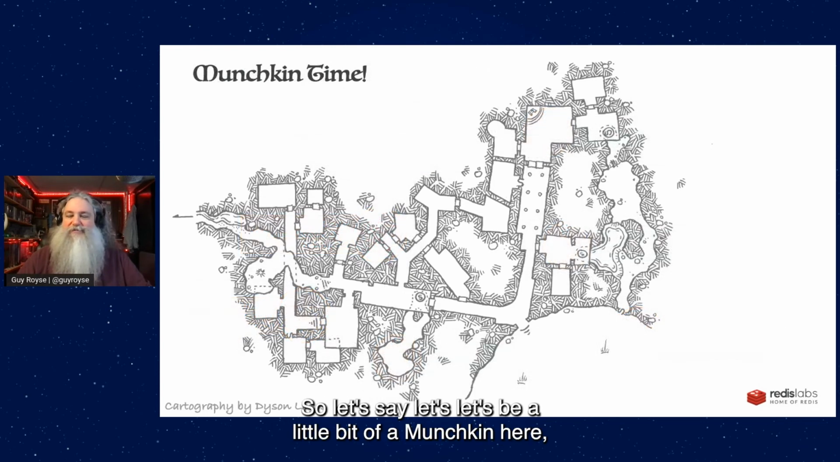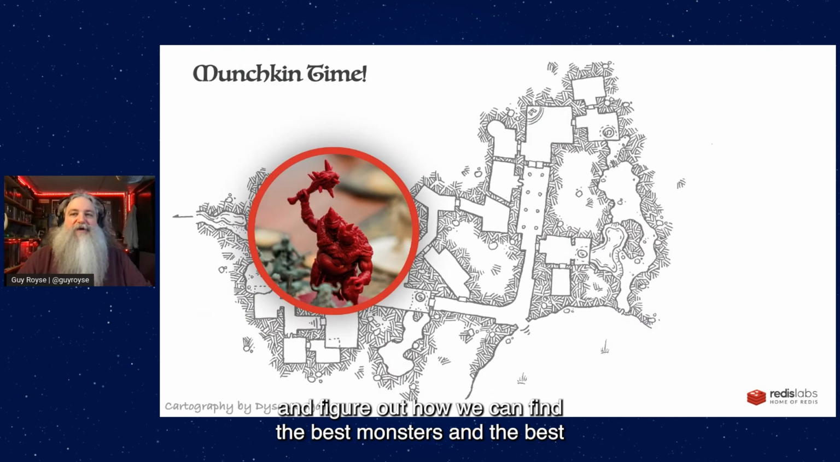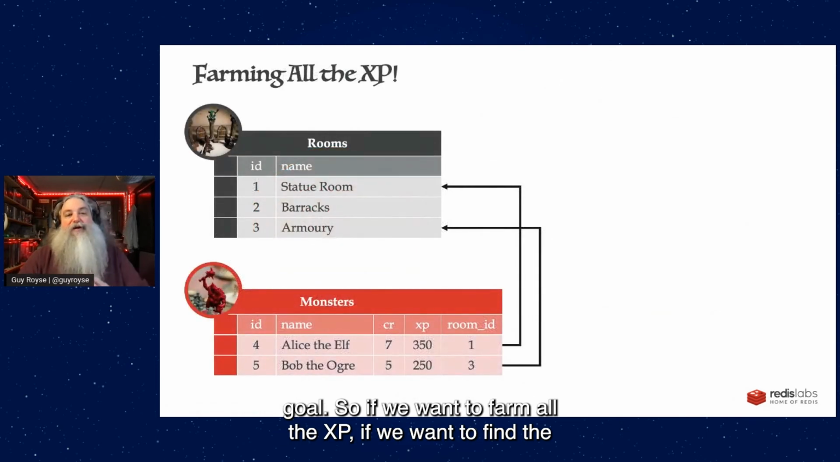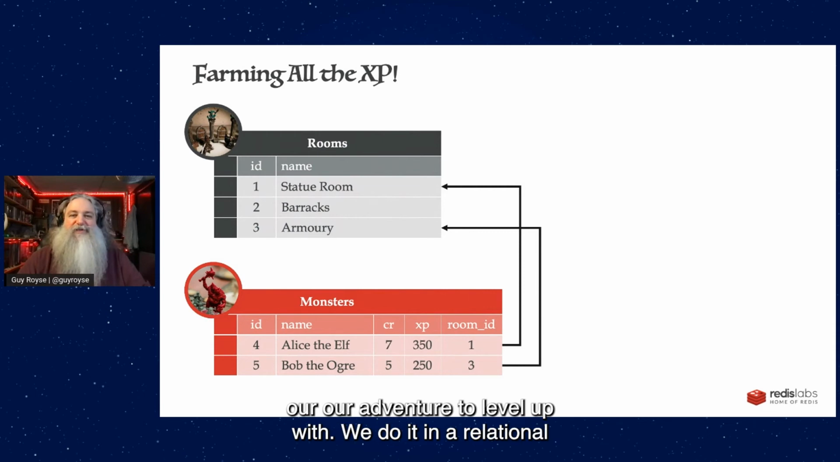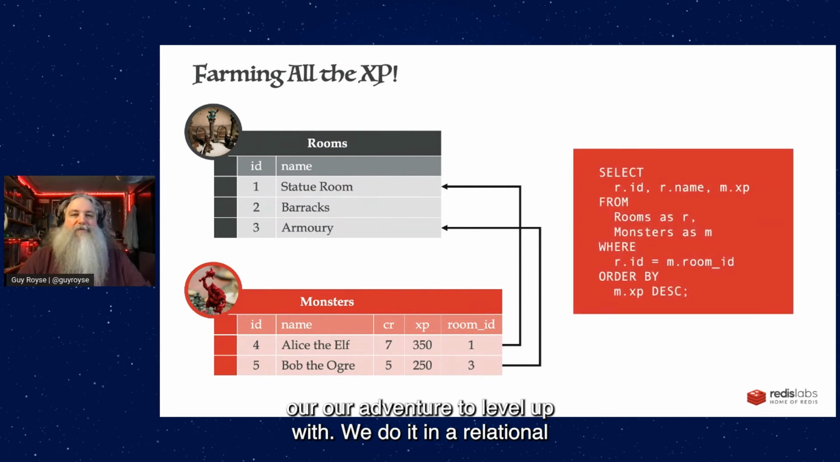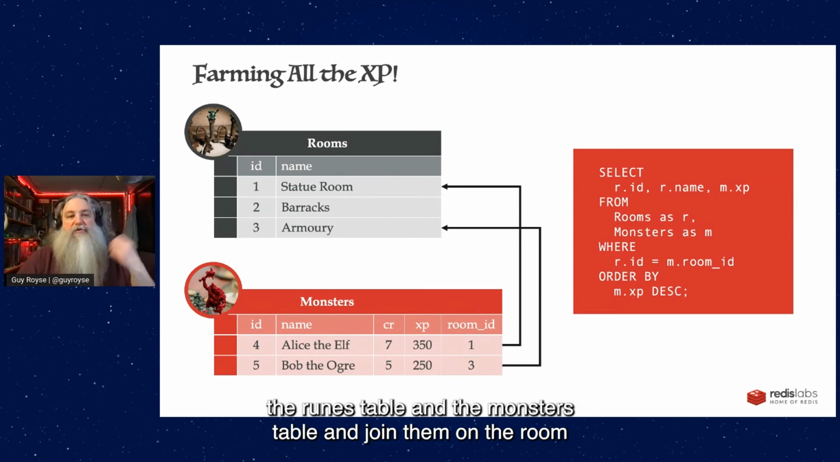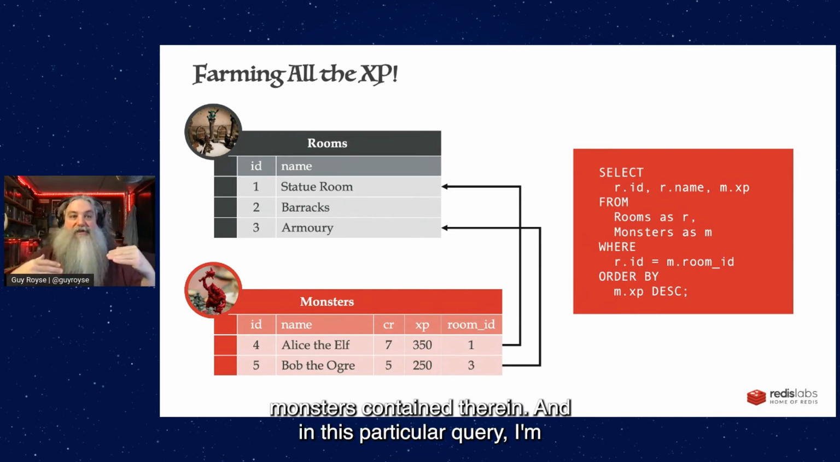So let's be a little bit of a munchkin here and figure out how we can find the best monsters and the best gold. If we want to farm all the XP, if we want to find the top level monsters that give us the most experience points to level up with, in our relational database we would do a join, where we select from the rooms table and the monsters table and join them on the room ID. And then that will give us a list of every room and the monsters contained therein.